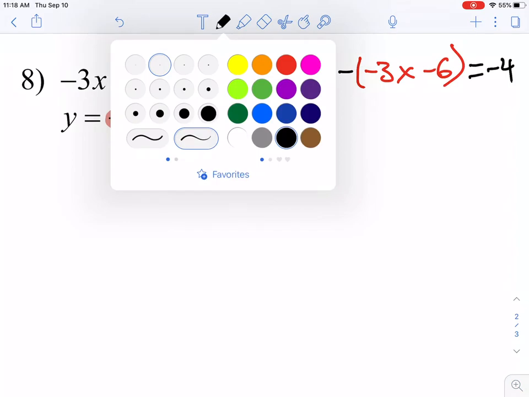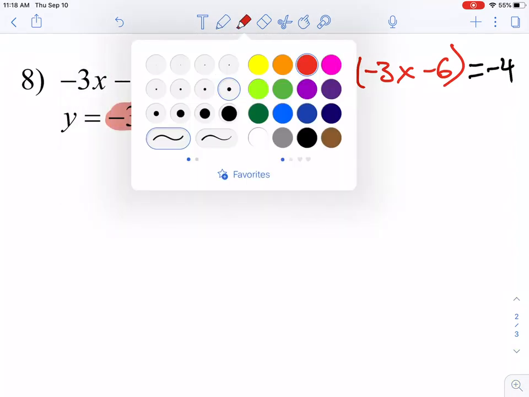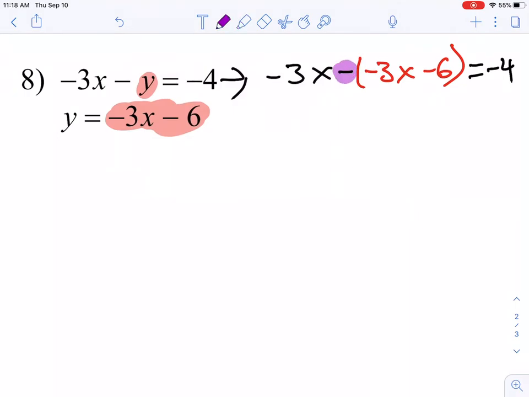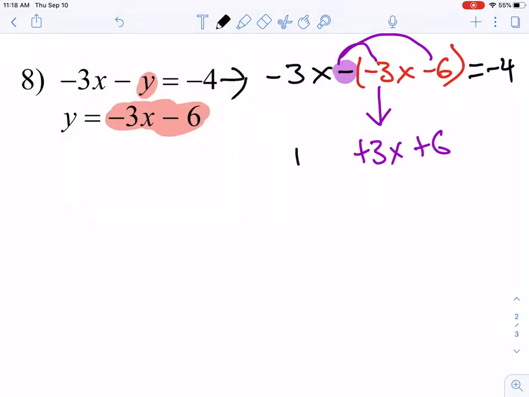I distribute my negative. So in purple here, I have a negative. So negative means the opposite of. So the opposite of negative 3x is positive 3x, and the opposite of negative 6 is positive 6. I'm going to rewrite my other information. So I have a negative 3x here equals negative 4.